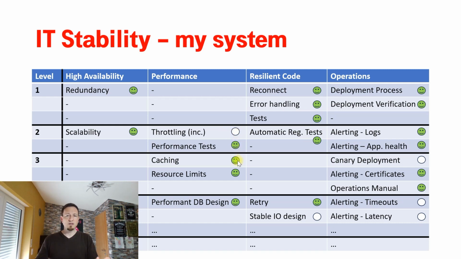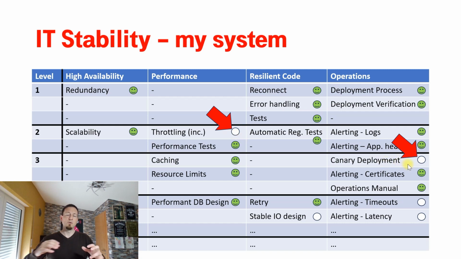Performance tests are done, caching is done, resource limits are done, and here in operations we have also things done beside the canary deployment and the alerting for timeouts and latency. So what are the next things to do for me and my system? After filling this out, pretty clear, we go level by level, and that means we should care about the throttling for incoming requests to protect the system from being overflowed by too many requests. That is something I have to do.